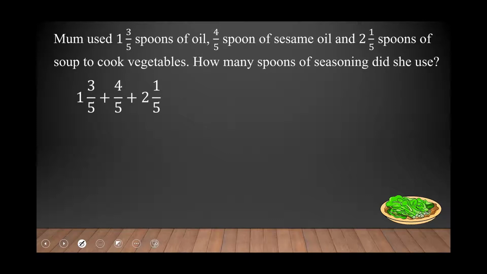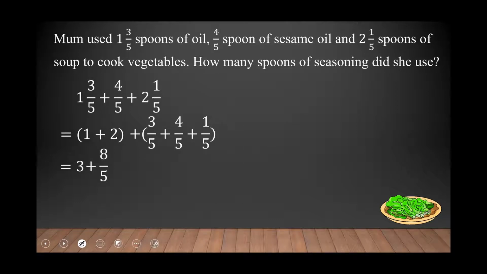Now what we need to do is to take out the whole numbers, add them in a bracket, and add the fractions separately. 1 plus 2 gives you 3. And for the fraction part, the numerator is 3 plus 4 plus 1, which gives you 8. And the denominator stays the same as 5. As you can see here, 8/5 is not a proper fraction, so we need to change it into a mixed number, which is 1 3/5. Add that to 3, we get in total 4 3/5. And so she used 4 3/5 spoons of seasoning.